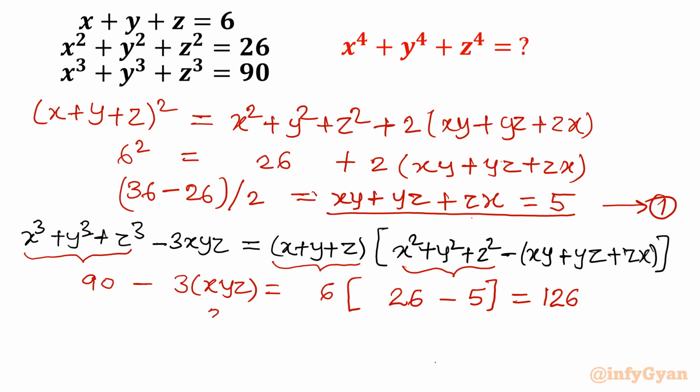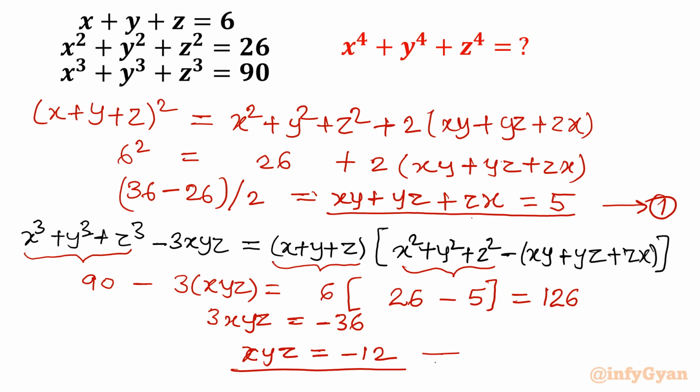Now 3xyz will be 90 minus 126, that is minus 36. So from this equation we have got xyz, the product of three variables, as minus 12. And this we will call equation number 2.